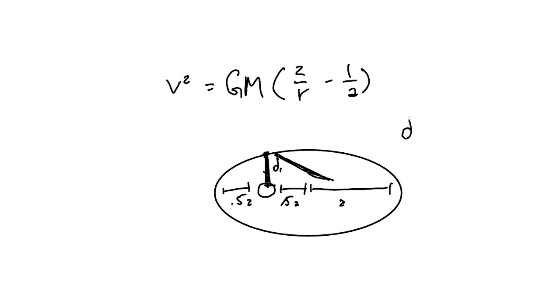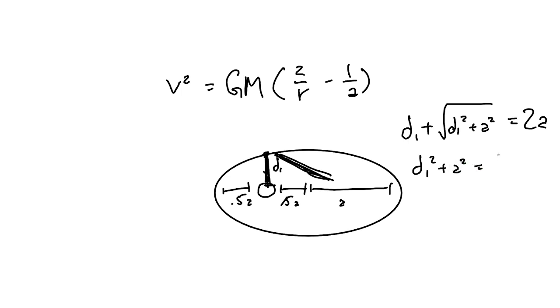So how did I do this originally? d1 plus this length. This length, we can use the Pythagorean theorem. We have a, and we have d1, so plus the square root of d1 squared plus a squared. This is going to be equal to 2a. This was our equation before. So d1 squared plus a squared is going to be equal to (2a minus d1) all squared.